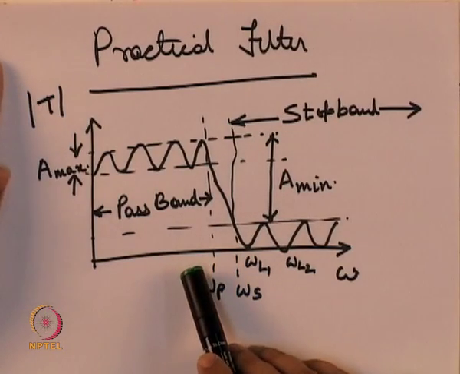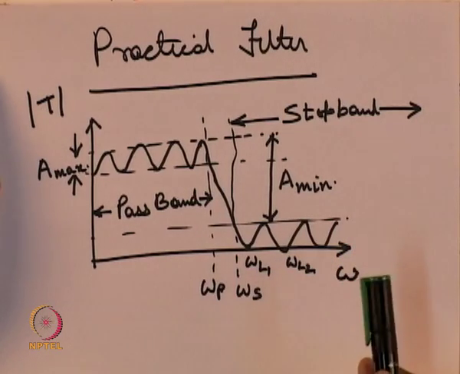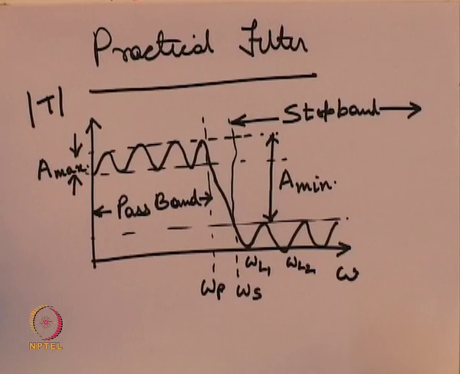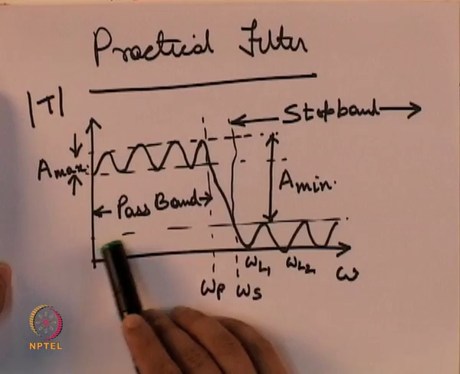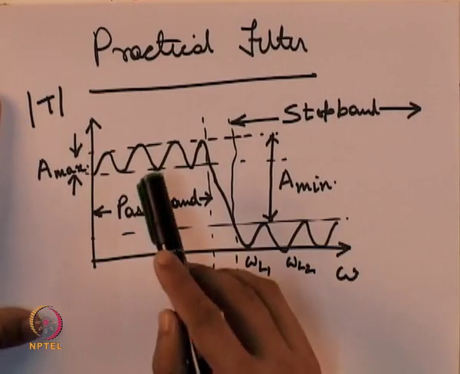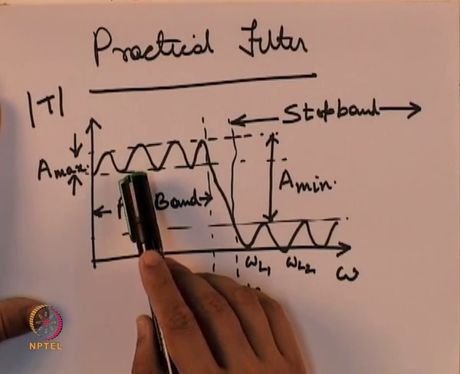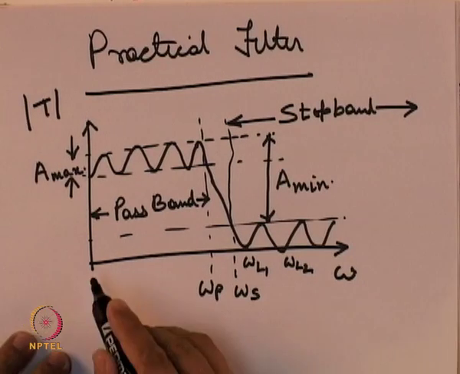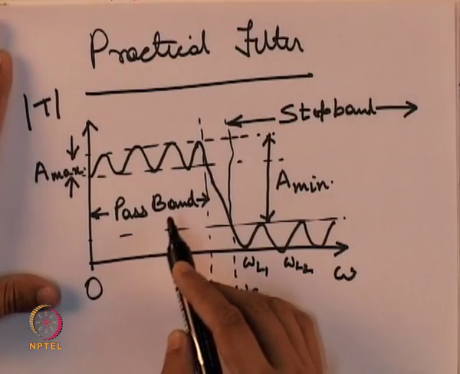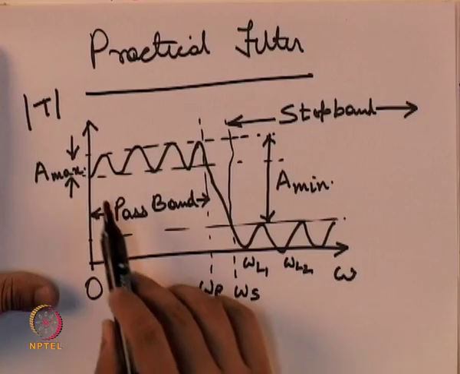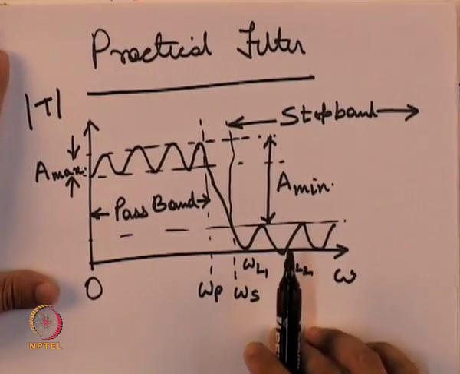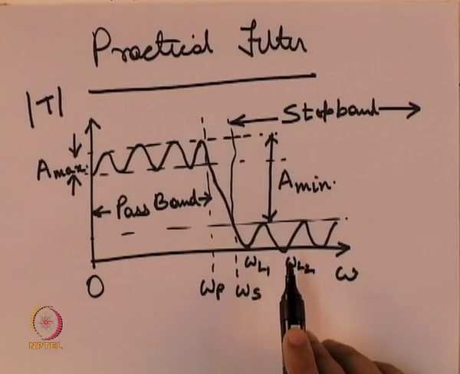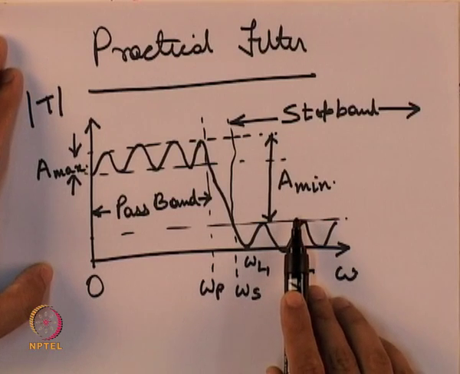Instead of defining strict pass bands and stop bands where frequencies are either allowed or not allowed, for a practical filter we define the pass band as the range of frequencies where the attenuation of the signals can be up to a maximum extent only. That is, if this is the pass band between DC and omega p, then the maximum attenuation allowed in the pass band is A max, and the stop band we define from the frequency omega s such that the minimum attenuation that has to take place in the stop band is A min.